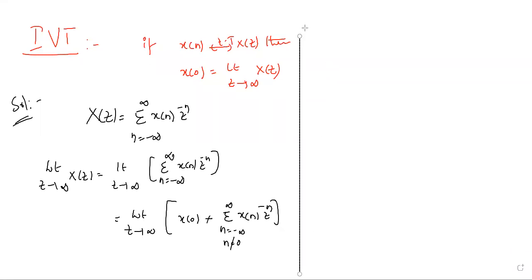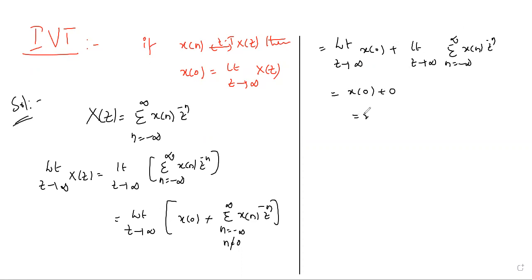So now, limit z tends to infinity of x of 0 plus limit z tends to infinity of the remaining terms, summation n equal to minus infinity to infinity, x of n into z power minus n. So this is nothing but x of 0, whereas that other part is 0, because infinity power minus n means 1 by infinity, and its value is 0. Hence proved. So this is the statement of the initial value theorem.